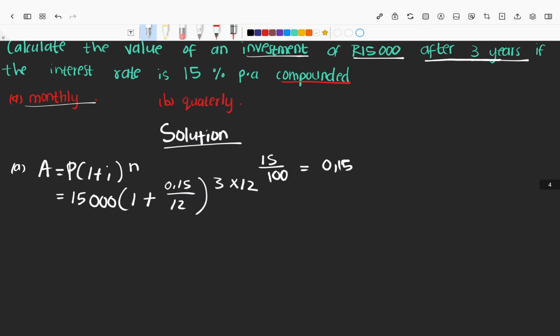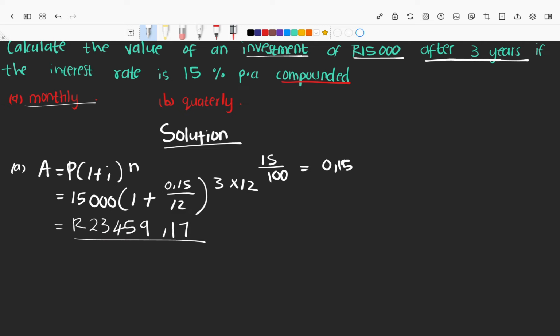Now you're done. You just punch it into your calculator and find the answer. The answer is 23,459.71. The reason I'm rounding to two decimal places is that in most cases they say round to two decimal places, but please don't assume, make sure you read the instructions first. I hope you've understood this question.